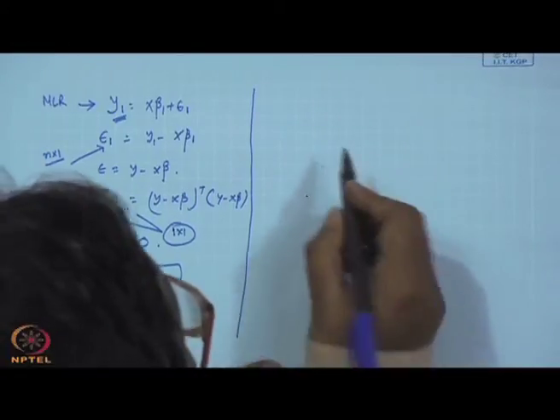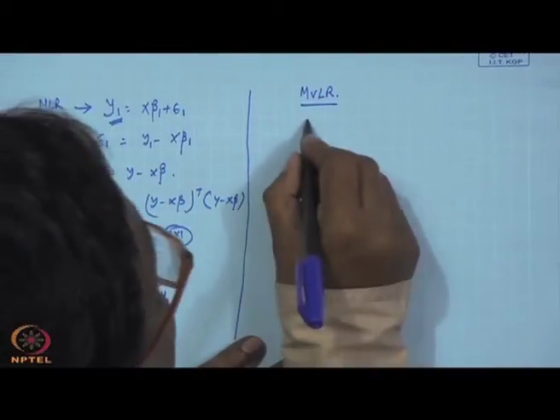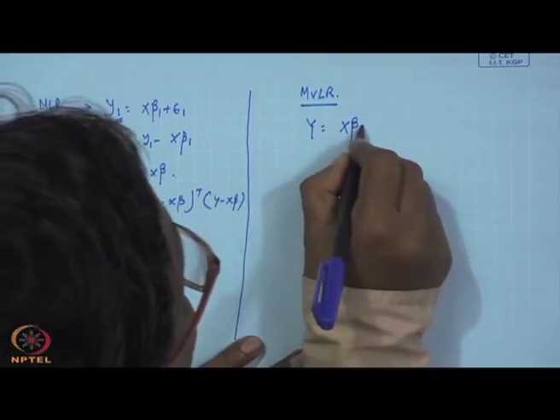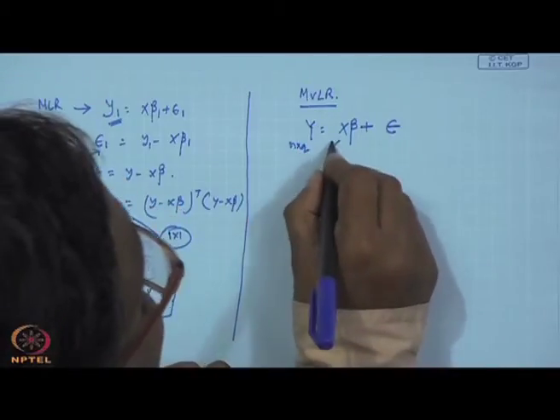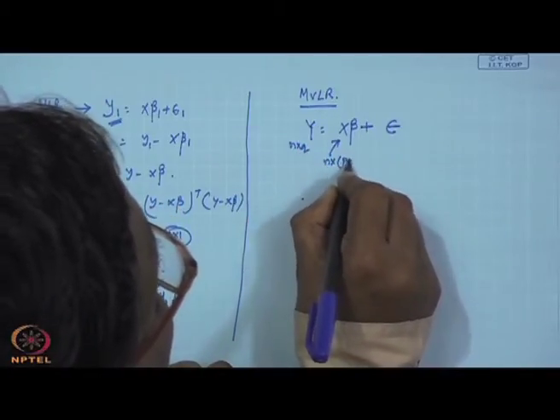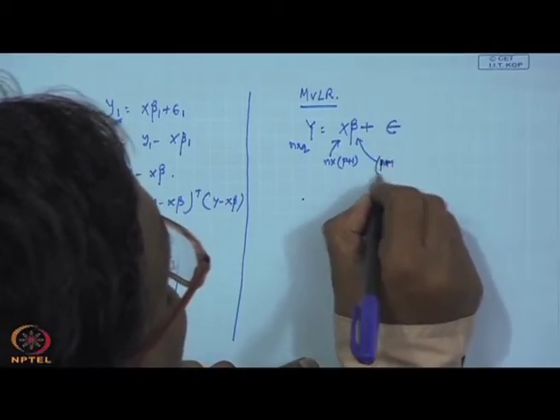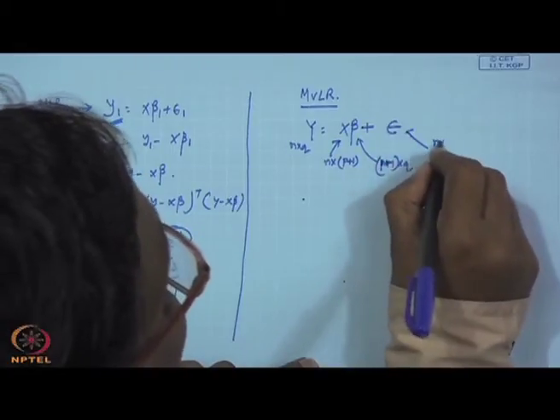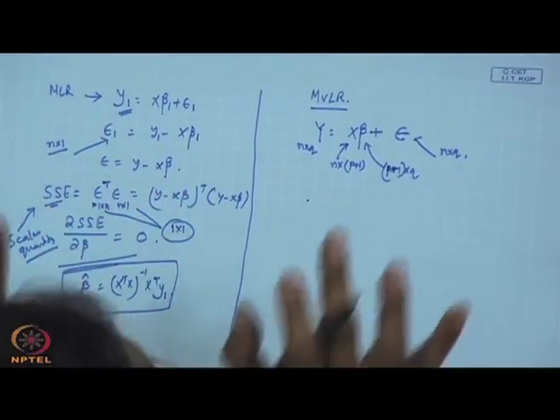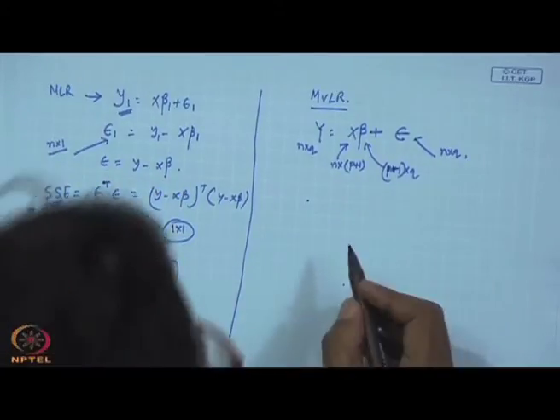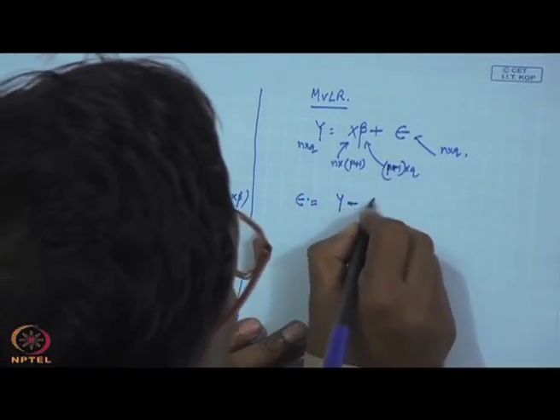Now, what will happen in this case? Suppose we are coming to MBLR. Same thing, y is X beta plus epsilon, but this one is n cross q, this one is n cross (p plus 1), this one is (p plus 1) cross q, and this is your n cross q. So let us see what will happen. We want to see our error terms. So the error epsilon is now y minus X beta.